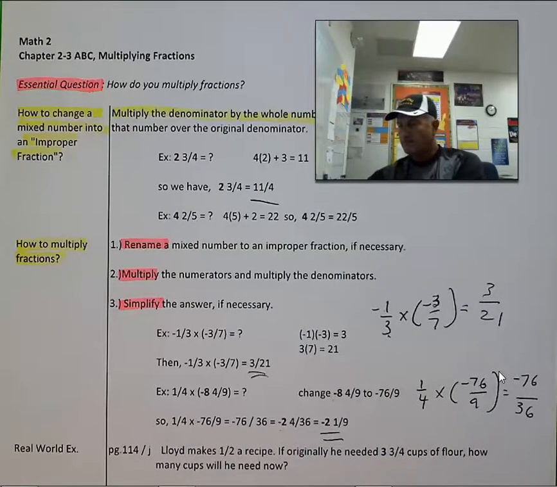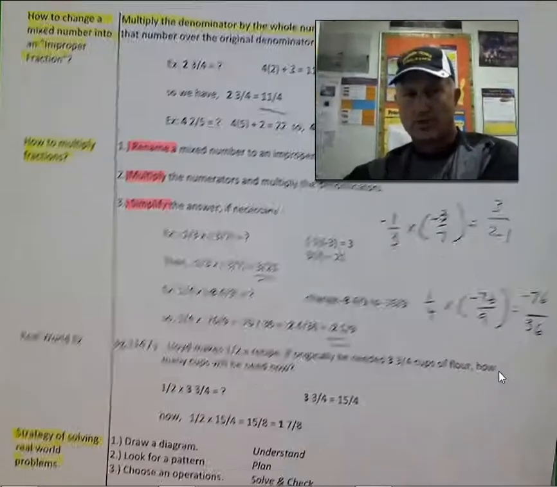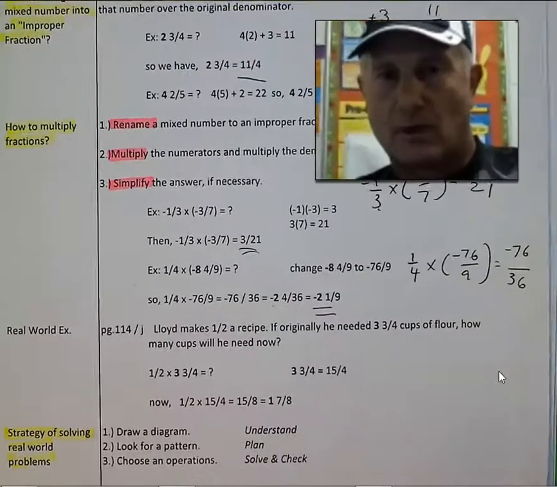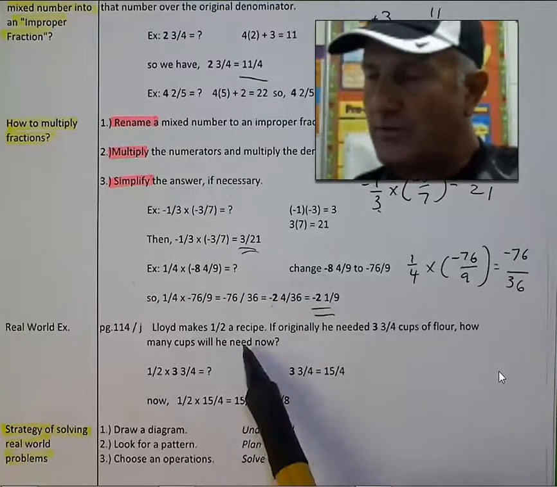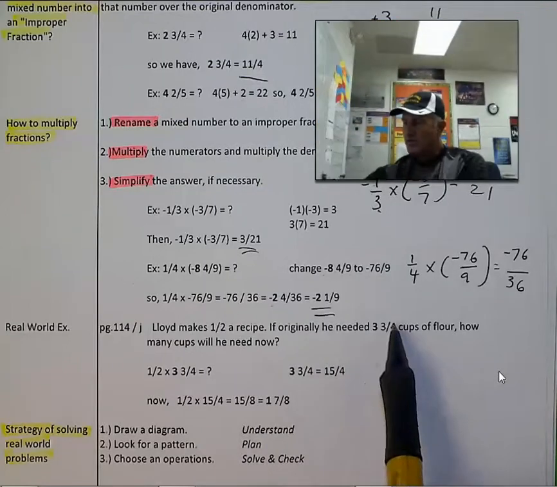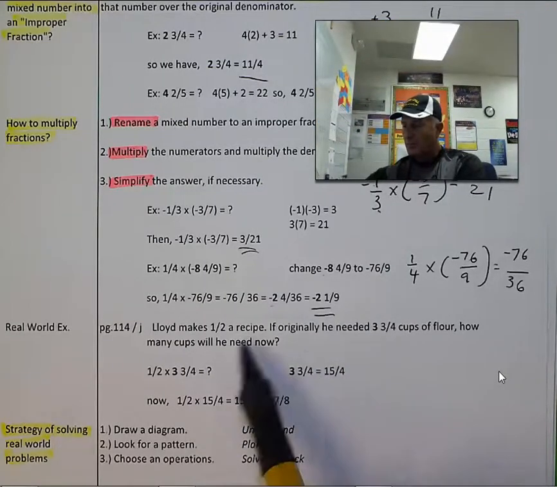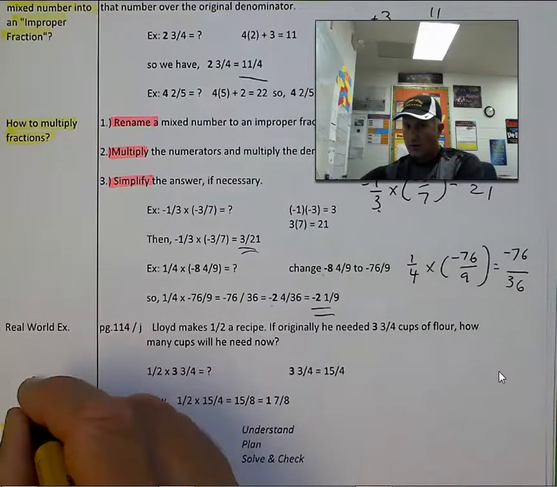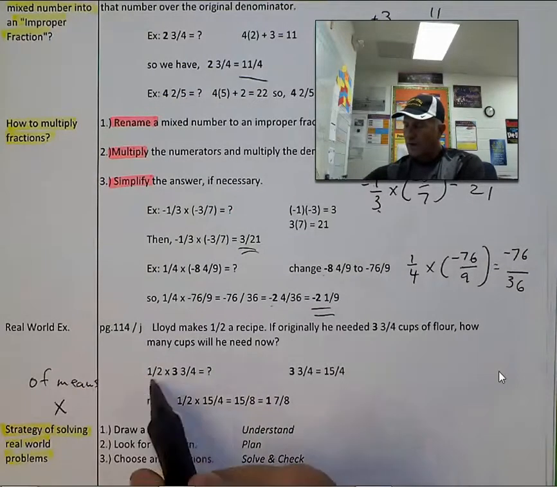Okay. Well, how about a word problem? Real world example. If you look at page 114, problem J, it said Lloyd makes half a recipe. If originally he needed 3 3/4 cups of flour, how many cups will he need now? Well, you're taking half the recipe, so it's half of that. Remember, of means multiply. So we want half of this.